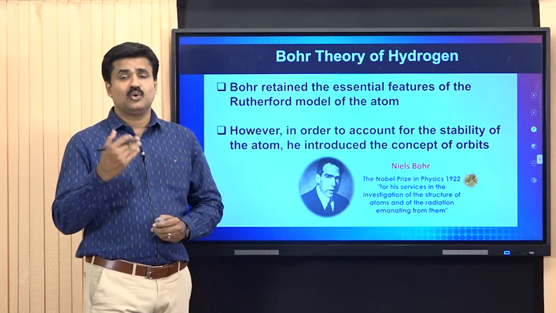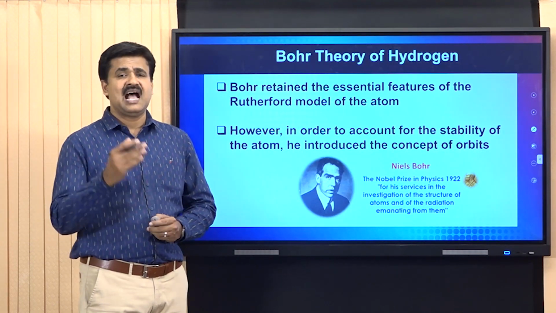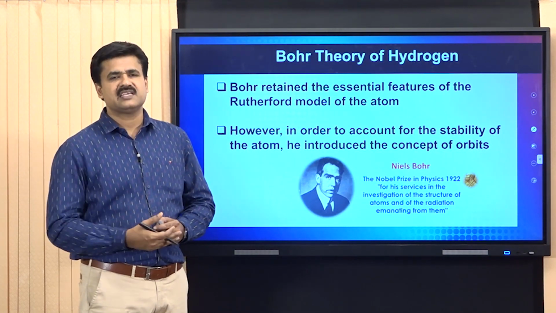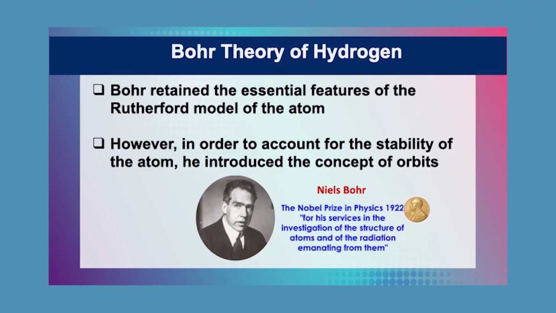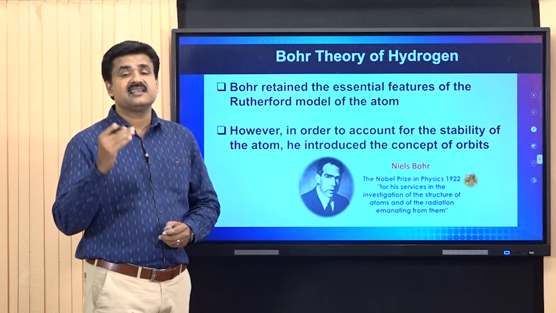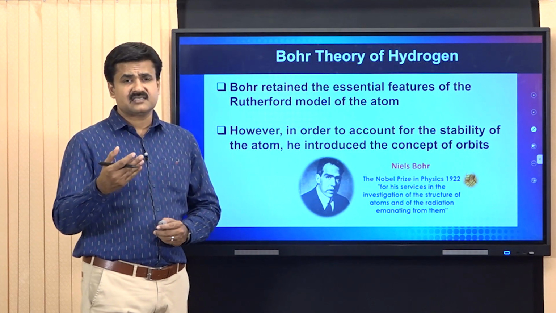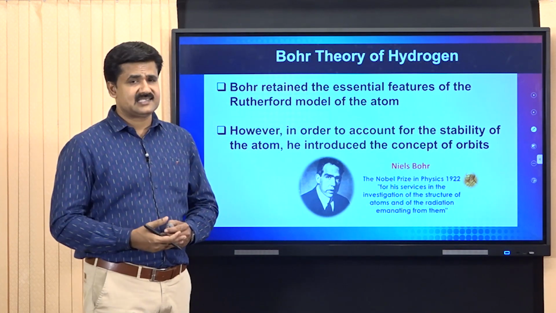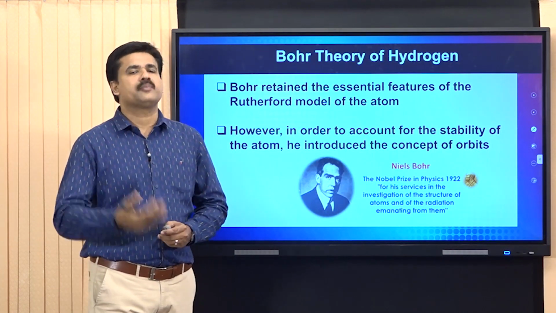The drawbacks of the Rutherford model are more or less compensated or rectified in the Bohr theory, especially the Bohr theory for hydrogen. However, in order to account for the stability of the atom, Niels Bohr introduced the concept of orbits in his model. In the Rutherford model, there are no orbits. However, in Bohr model, there are orbits.